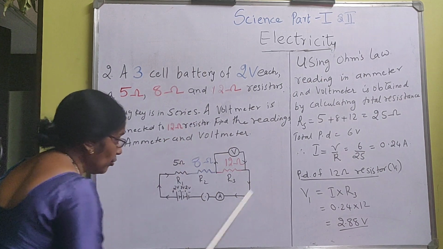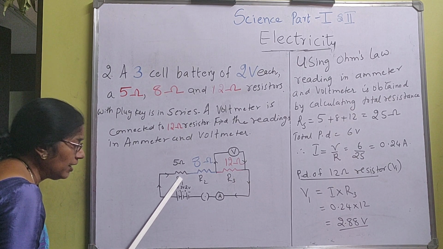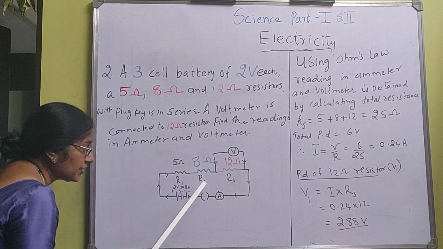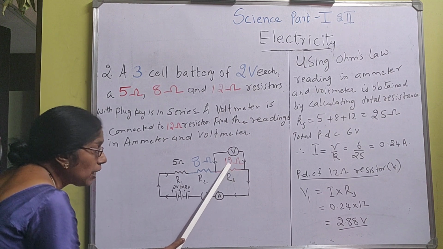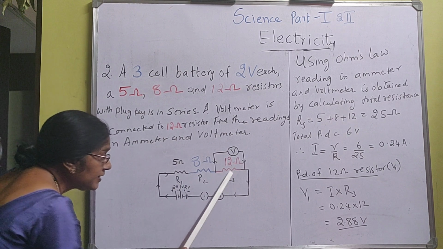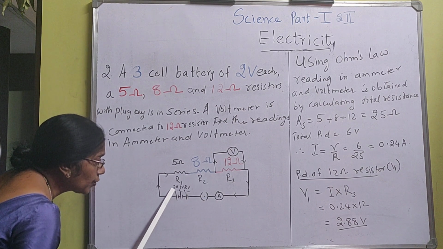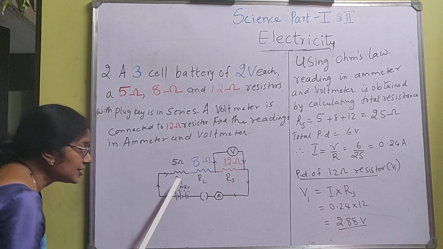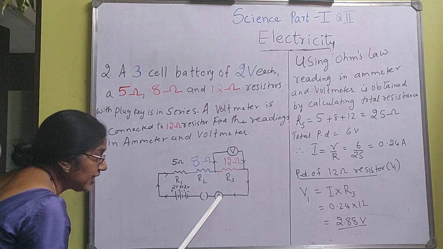Let us see the diagram over here. This is 5 ohm, it is R1, resistor 1. 8 ohm is resistor 2. 12 ohm is resistor 3. This 12 ohm is connected with the voltmeter, and these are connected in series because it is having a single common point. These are 2 volt batteries, so the total potential difference is 6 volt, 2 plus 2 plus 2. This is the key and this is the ammeter.